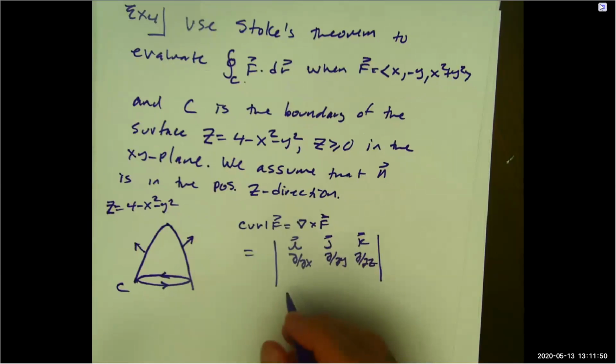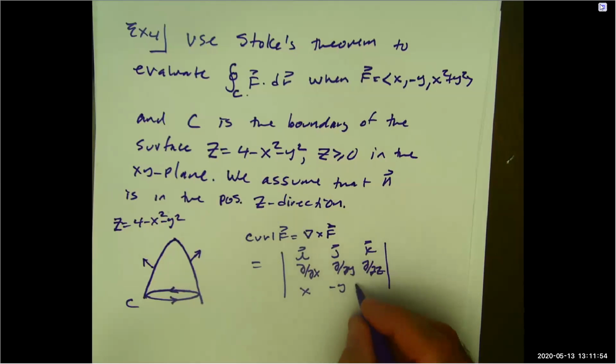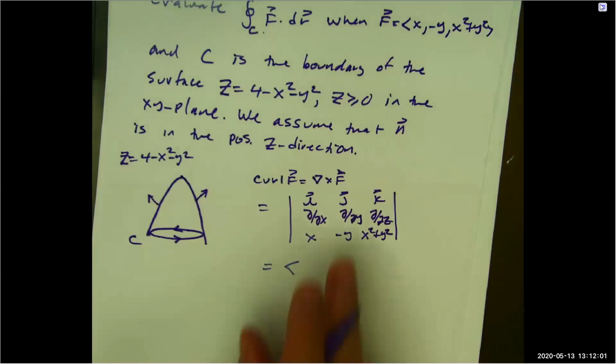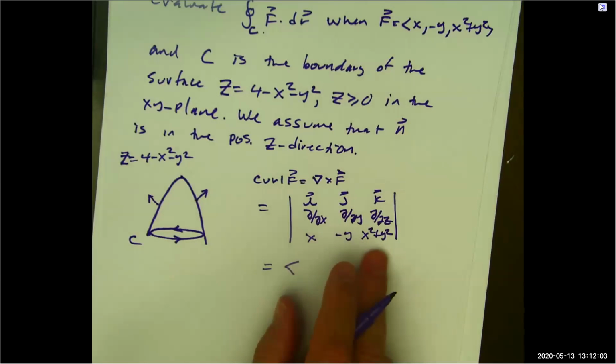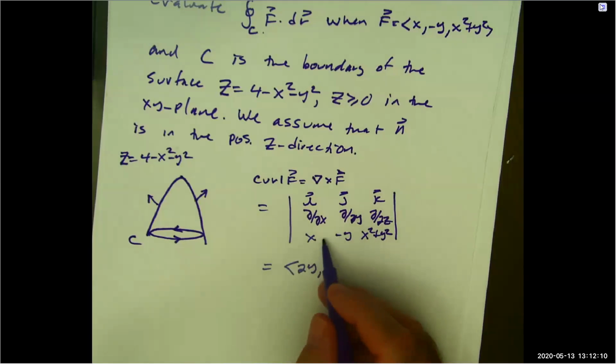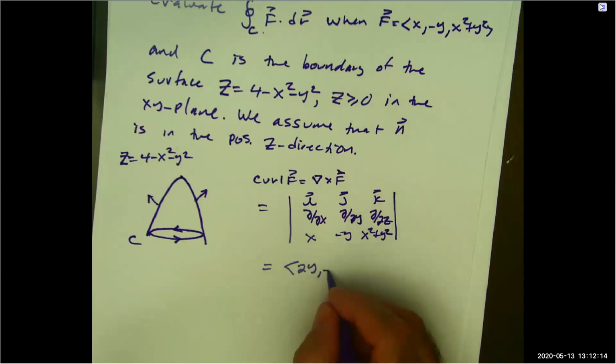And then we have the component functions, the x, the minus y, and the x squared plus y squared. And so when we do this, we're going to have 2y minus 0. And then we're going to have 0 minus 2x. And then we're going to have 0 minus 0. So the last one is going to be 0.